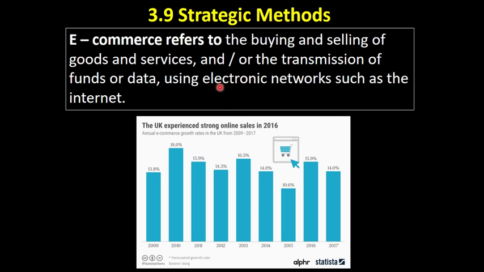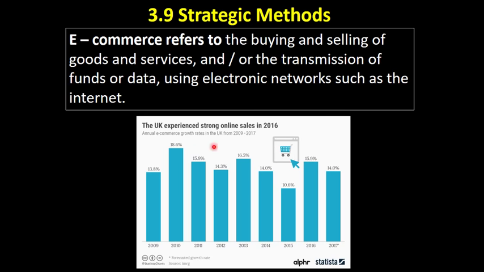Electronic networks such as the internet includes the laptops or computers that we use at home, but also mobile technology. It taps into promotion on social media. So it's an absolutely huge area, and this definition is very wide-ranging and encompasses an awful lot of things.